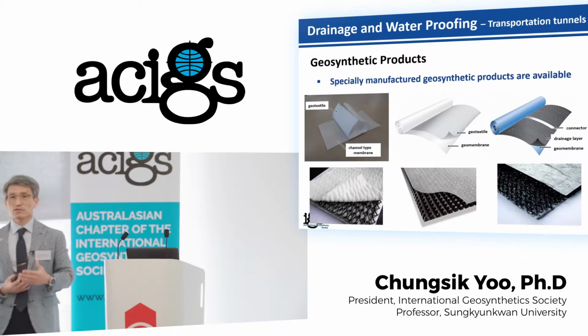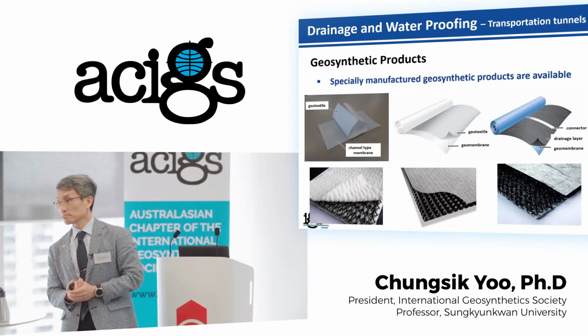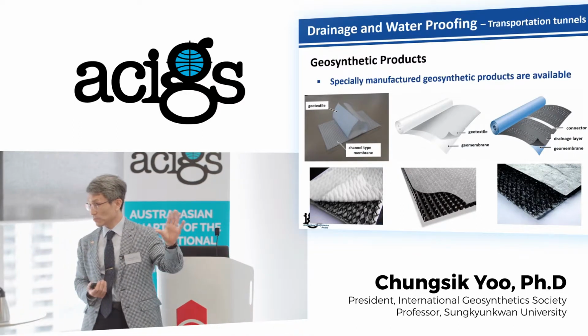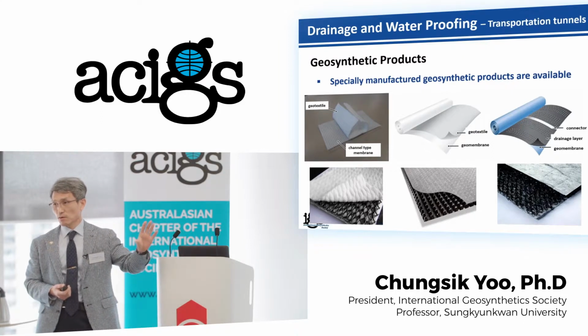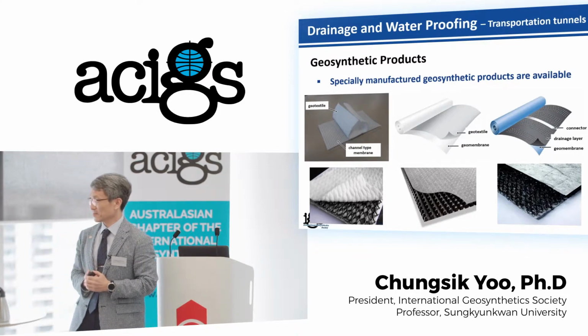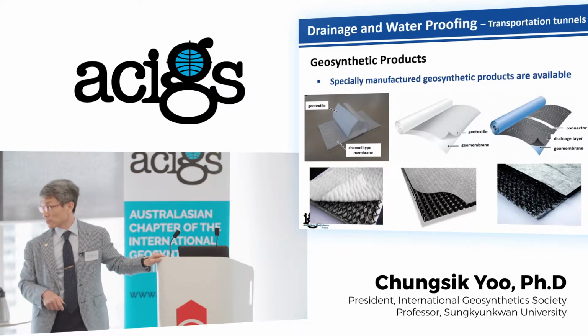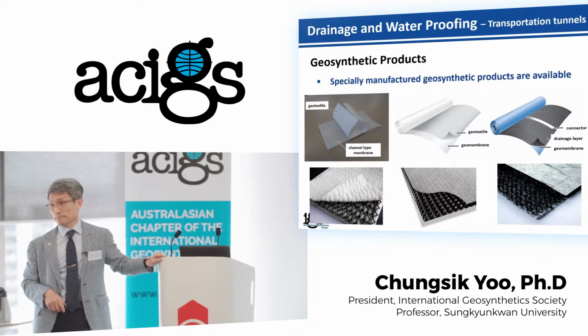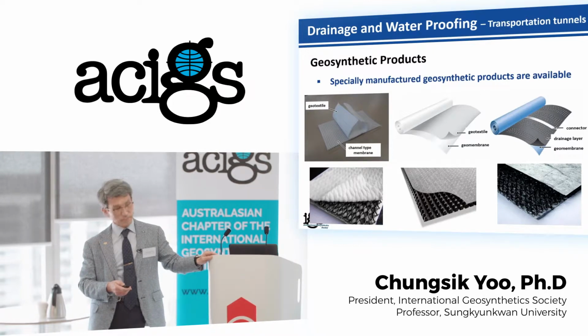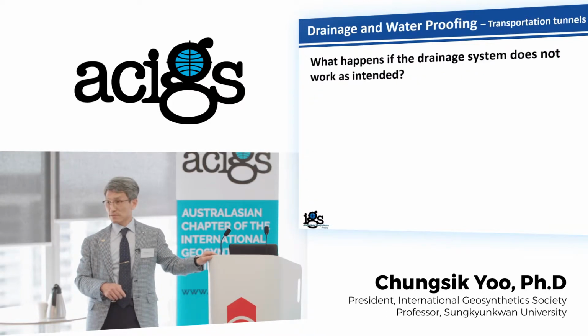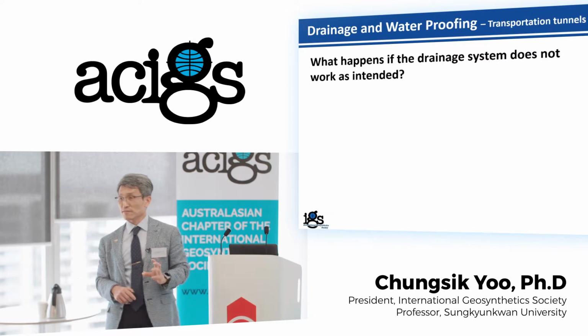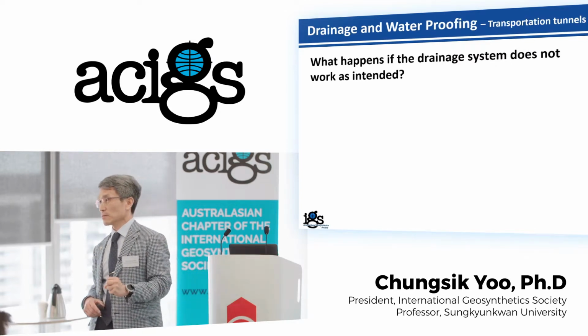There are many geosynthetic products available on the market for particular tunneling applications. All in one, you know. For example, geotextiles combined with geomembrane, where the geotextile is used for drainage. This kind of composite type of geosynthetics is available on the market. What happens if the drainage system for drained waterproofing doesn't work?